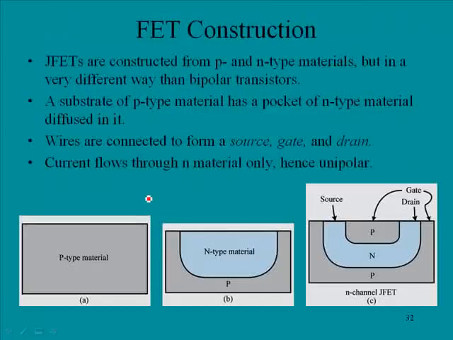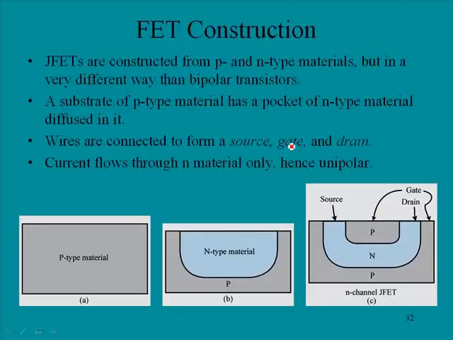Okay, FET construction. JFETs are constructed from P and N-type materials, but in a very different way than bipolar transistors. A substrate of P material has a pocket of N-type material diffused into it. So you start with a piece of P-type material, N-type material is diffused into it, and then another piece of P material is diffused into the N-type material. So you have a configuration that looks kind of like this.